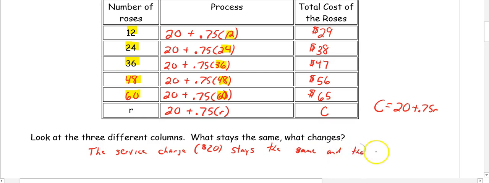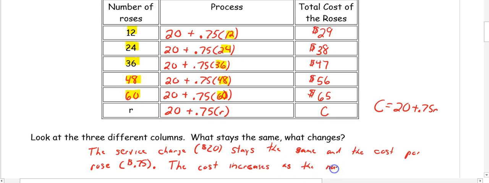And the cost per rose, which was 0.75 or 75 cents. What changes are the number of roses and then the cost. So we could say the cost increases as the number of roses increases.